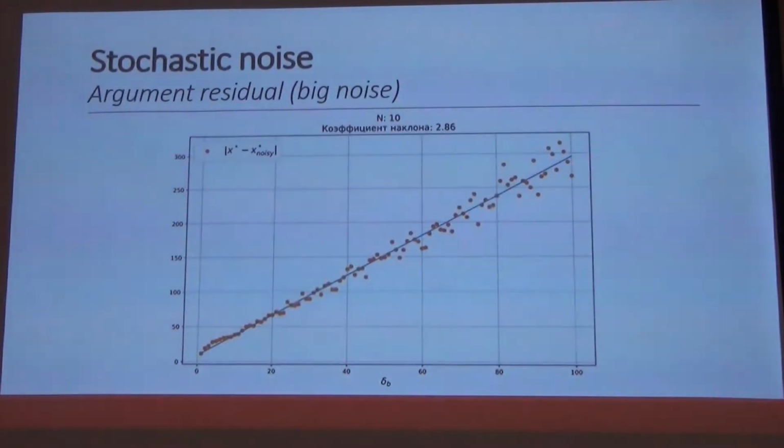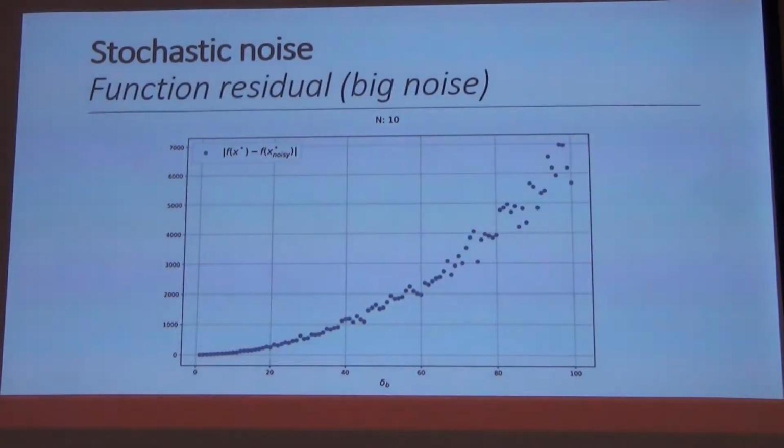So let's move to the stochastic noise. Here you can see the big deltas from 0 to 100 also, and this is still linear, and the functional residual is still quadratic.